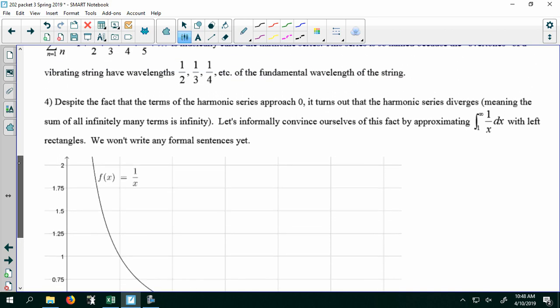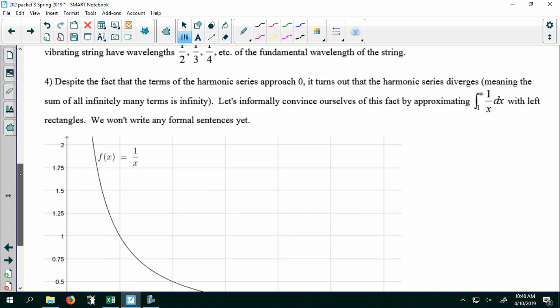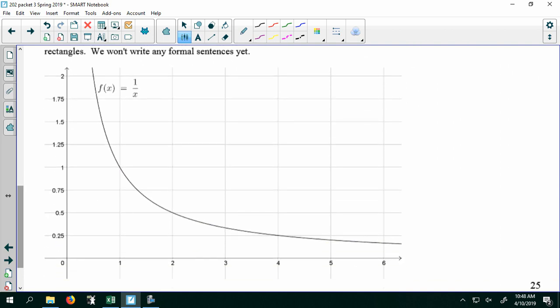Okay? So this is the sum of 1 over n, and we're looking at the integral of 1 over x to help us figure this out. So I want to use left rectangles to approximate this. So if I draw left rectangles starting at 1, oops, I'll do that last bit.